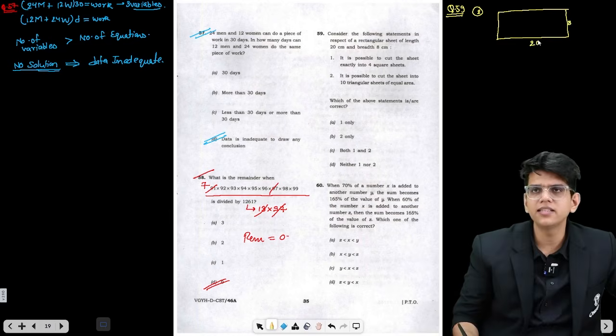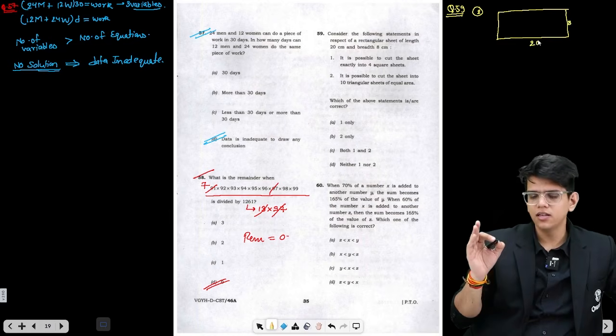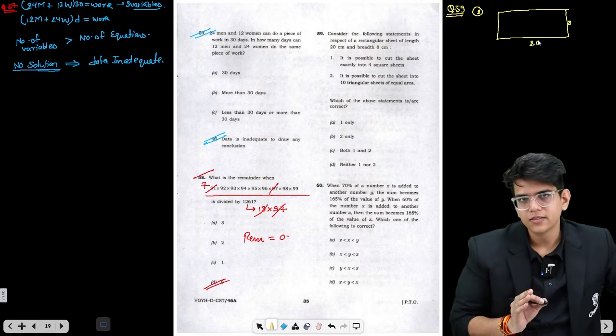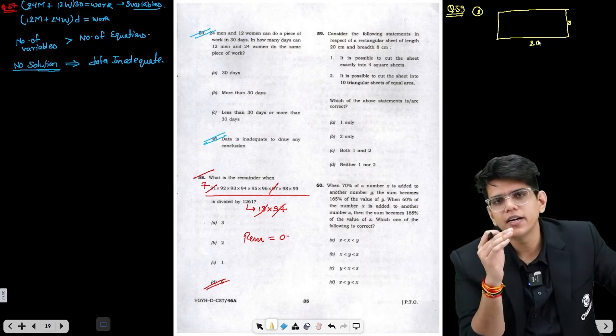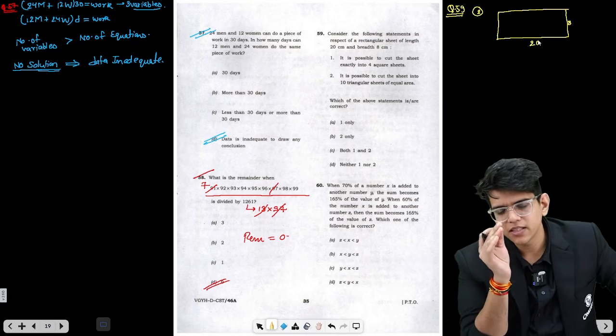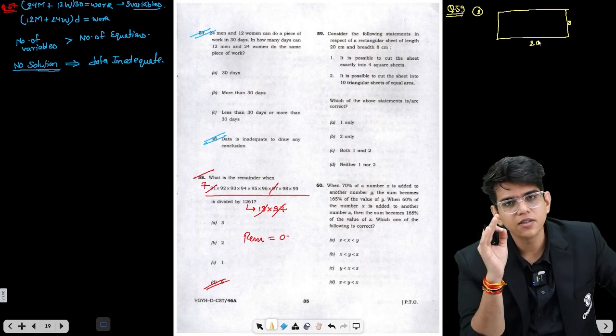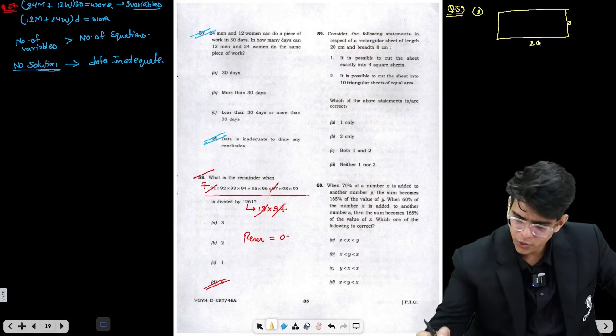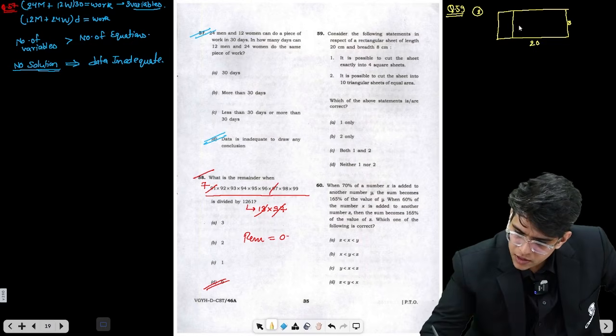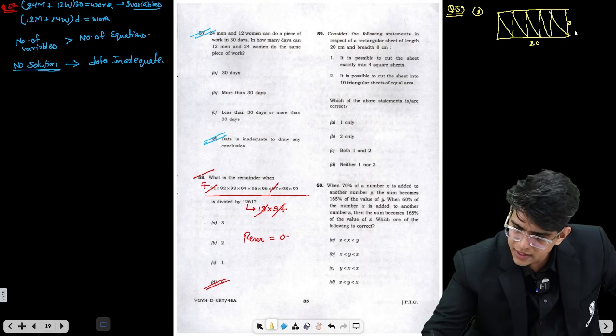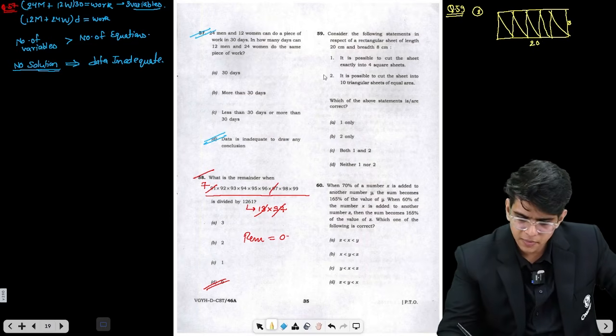Can you divide this into 10 equal triangles? So basically when you have to divide it into 10 equal triangles, first try to see if you can divide this into 5 equal rectangles. So you can, right? 1, 2, 3, 4, 5. Now you can divide these rectangles into triangles. So there are 10 triangles possible. So statement 2 is correct.